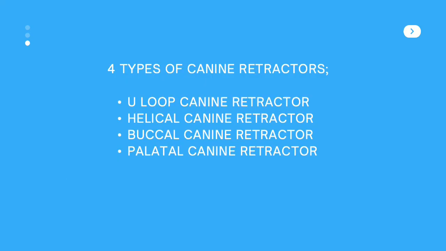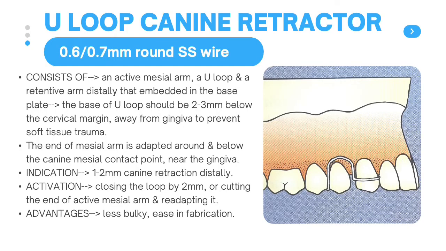Okay, in this lecture, I will explain four types of commonly used canine retractor, which is U-loop canine retractor, helical canine retractor, buccal canine retractor, and palatal canine retractor. U-loop canine retractor uses 0.6 or 0.7 mm round stainless steel wire. It consists of an active mesial arm, okay, this part is mesial, and then the U-loop and a distal retentive arm that are banded in the base plate.